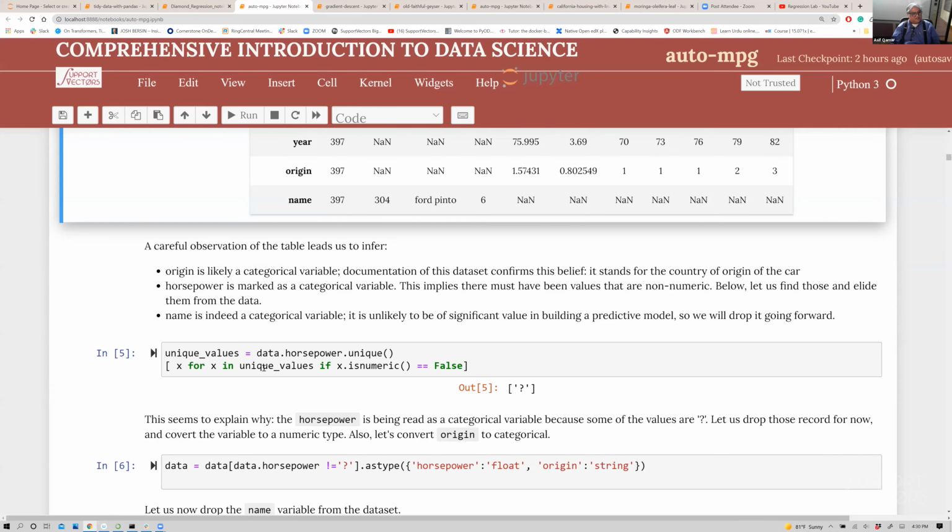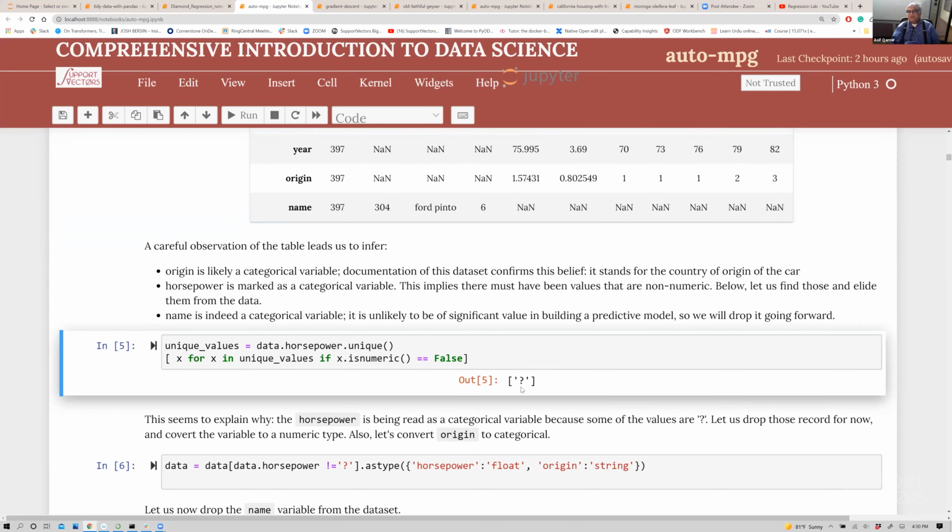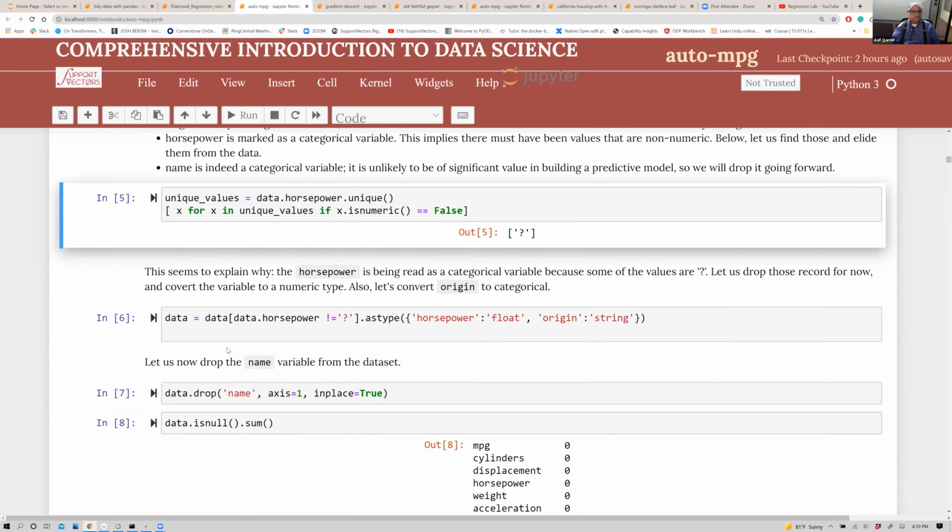So, x for x in unique values if numeric. What happens is there are about 6 data points that have question marks. You can check, right? 6 or 7, I don't know which exact number. So they are missing values there. What we will do for now is just delete the missing values.